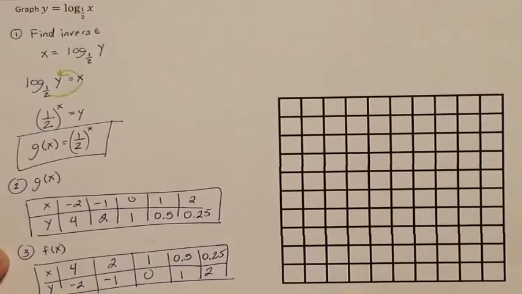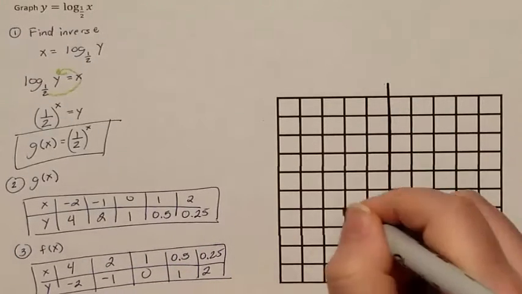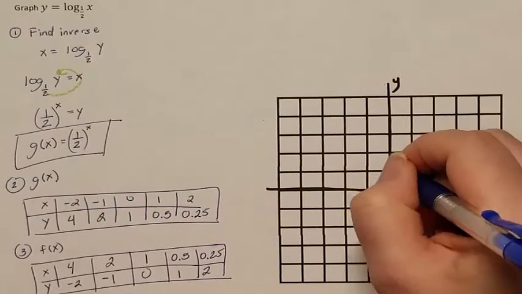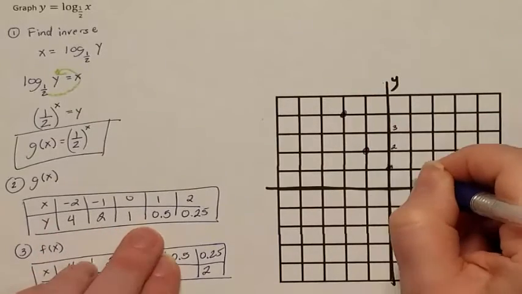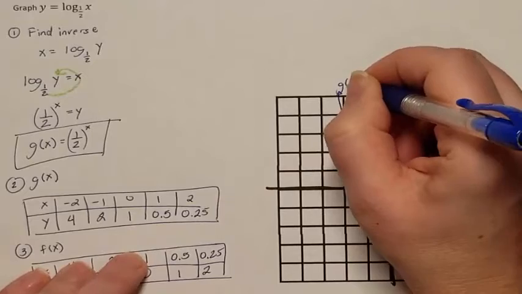And now I'm going to graph them. I need to find my xy axes. I'm going to go ahead and label my xy axes, and I'm going to scale them. So graphing g. So here is my g of x inverse.